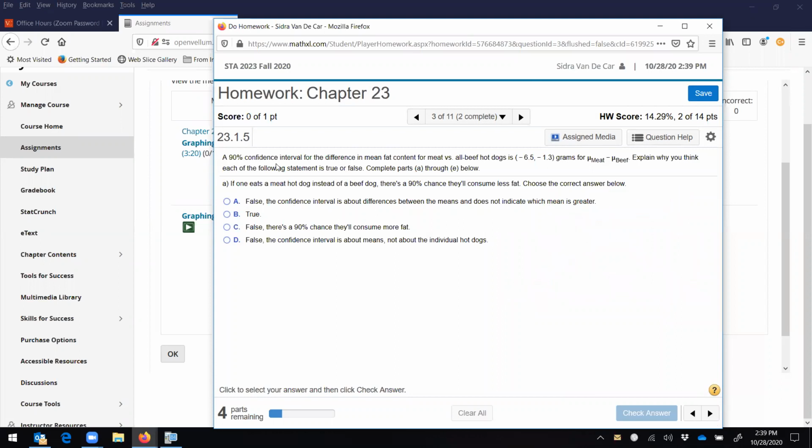A 90% confidence interval for the difference in mean fat content for meat versus all beef hot dogs is given. Explain why you think each one of the following statements is true or false. If one eats a meat hot dog instead of a beef hot dog, there's a 90% chance they'll consume less fat. No, that's not a good interpretation of a confidence interval. The confidence interval is about means, not about individual hot dogs. That's a false statement.